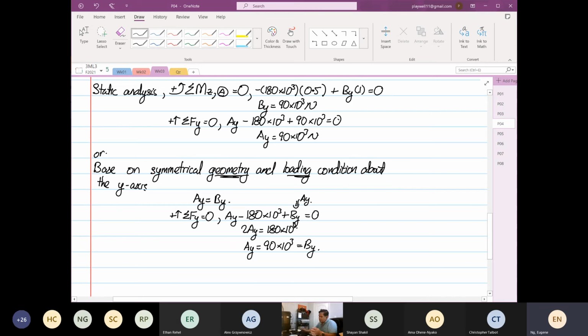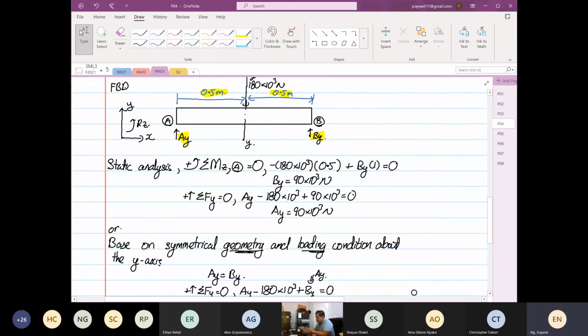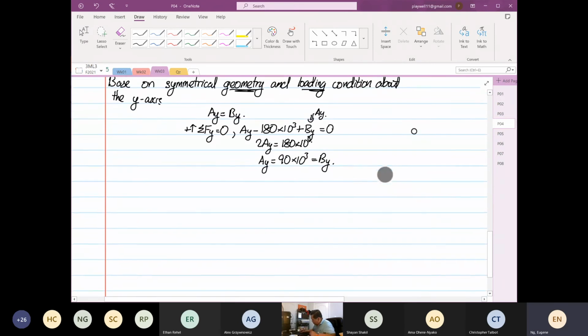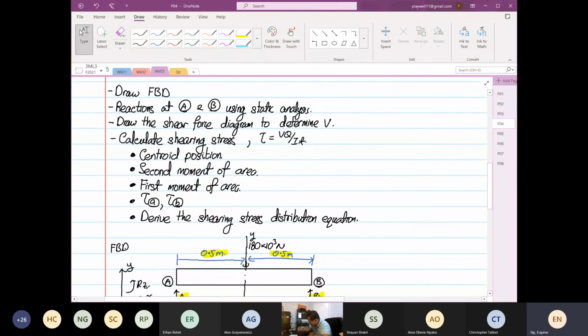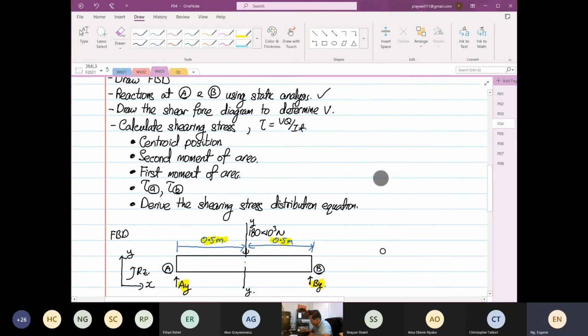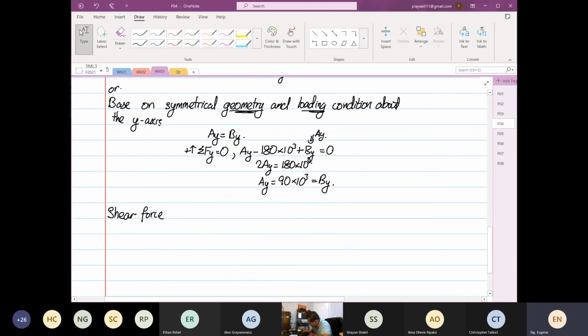Okay, but if you don't know based on geometry, it's okay. Do like how I started, take your moment. The answer will still be the same. Don't kill yourself. So next we are going to draw our shear force diagram. Where we are now in our solution is we have calculated our reaction at AB. Now we are going to draw our shear force diagram.